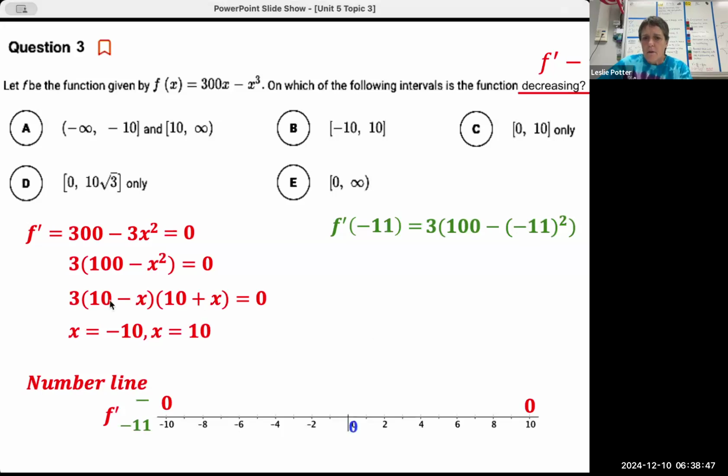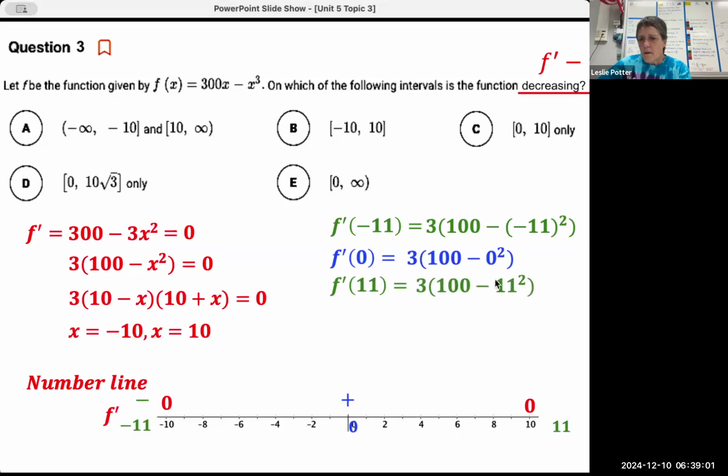I'm going to test 0 because it's super easy to test. I'm going to put 0 into this expression. And so that's positive. And then I'm going to put positive 11 as a test. I try to make this symmetrical whenever I can, because it leads to really similar results. This is also going to be negative.